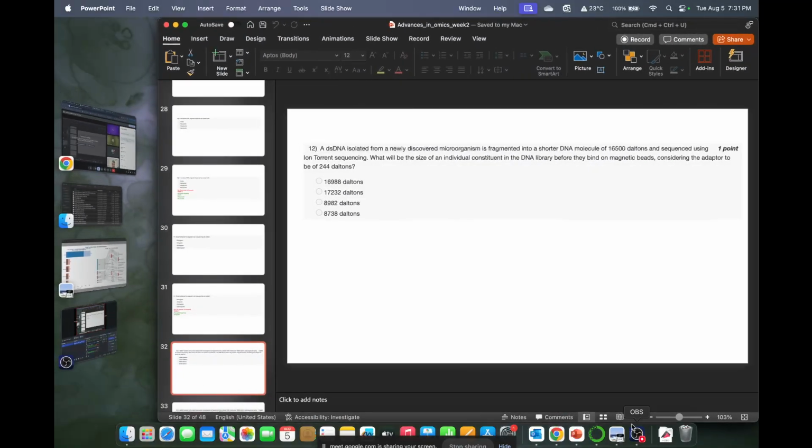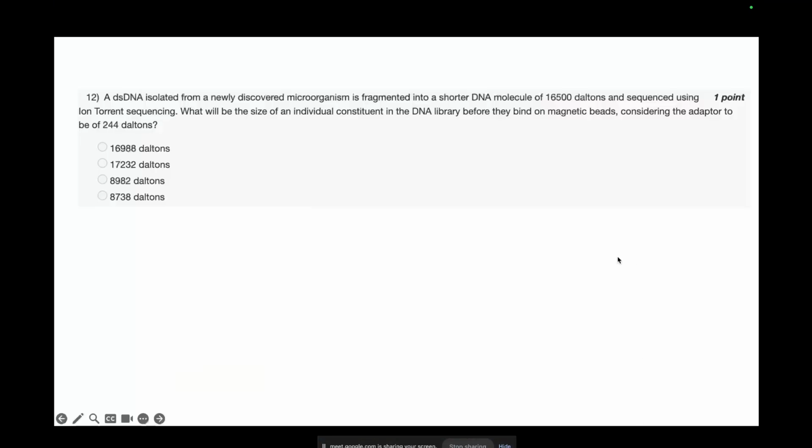Okay. No, have to be a little bit more careful. So 16,500 Daltons, but it's a double-stranded DNA. For a single-stranded DNA, because individual constituents in the DNA library, when they bind on the magnetic beads, will be single-stranded, you have to find the weight of the single-stranded DNA, which will be half of this, which is 8,250.